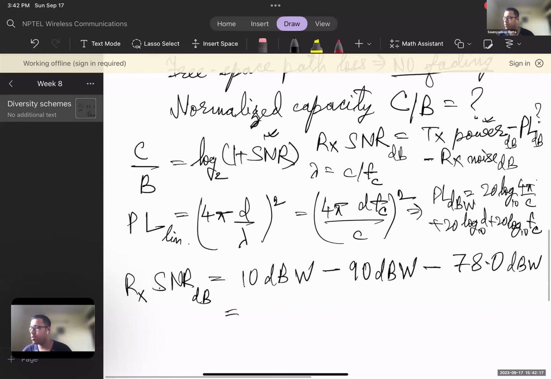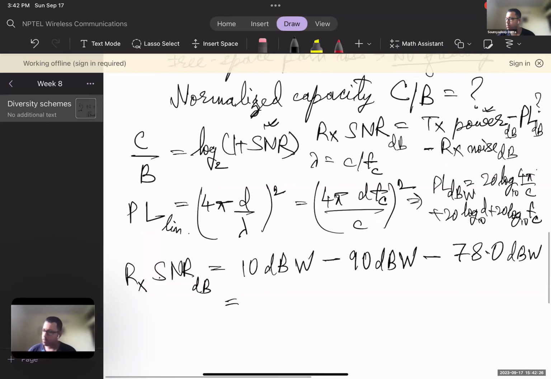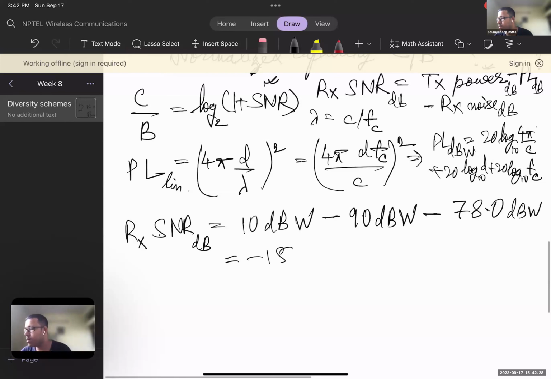Just bringing them all in the same unit. So this answer will be 10 minus 90 minus 78. I'm getting minus 158 dB watt, which means in linear scale it will be how much? So in linear scale, this is something like 10 to the power minus 15.8. Right?